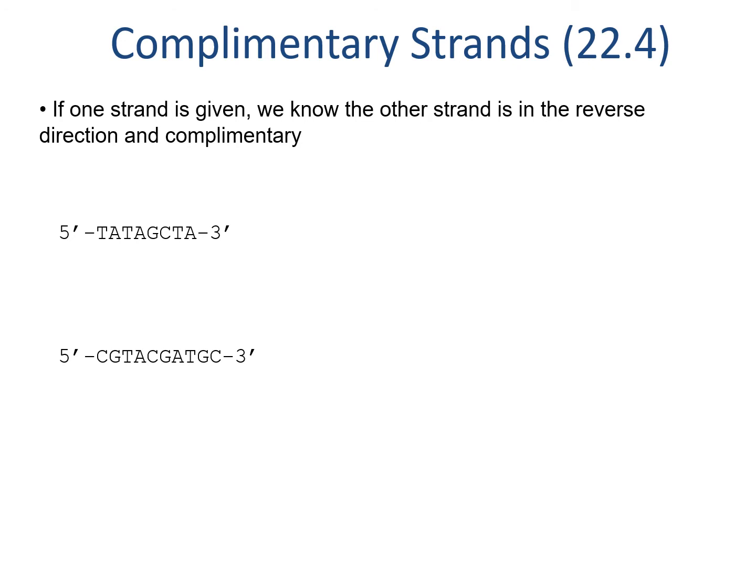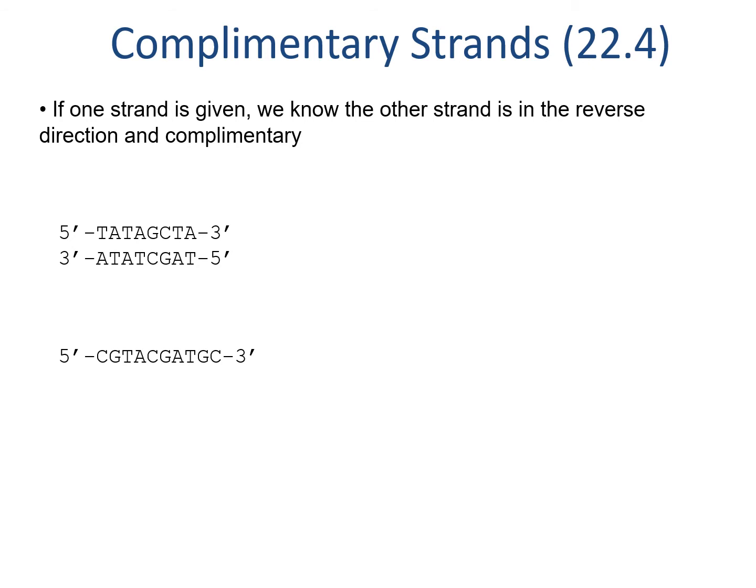The second strand would go from the 3' to the 5' direction. Reading from the 3' direction, there would be an A underneath the T, a T underneath the A, and A, T, C, G, A, T. So every T is paired with an A, and every C would be paired with a G, but the strands would be in opposite direction.